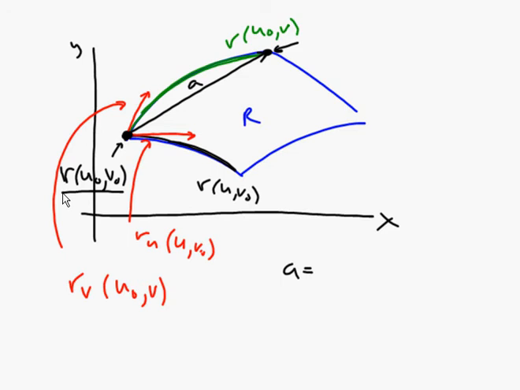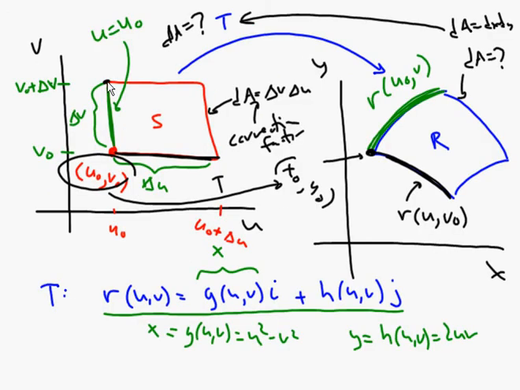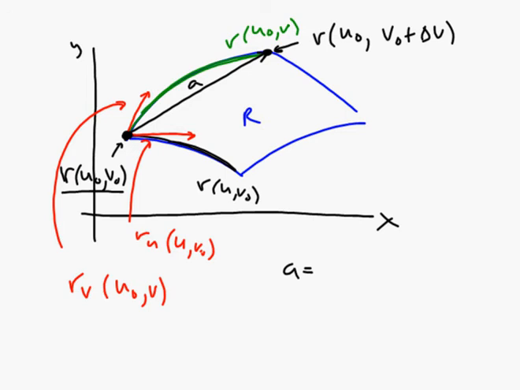And then this point over here is R of u0, comma, v0 plus delta v. That's the image of the upper left-hand corner. And the coordinates at that point are u0, comma, v0 plus delta v. Great. So in this picture, we can actually get the vector A. The vector A is going to be R of u0, comma, v0 plus delta v minus R of u0, v0. That's what the vector A is.